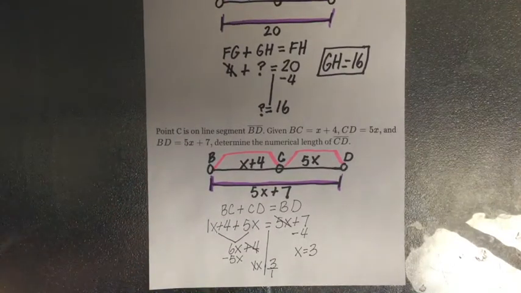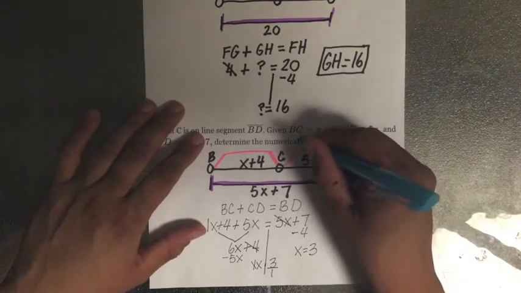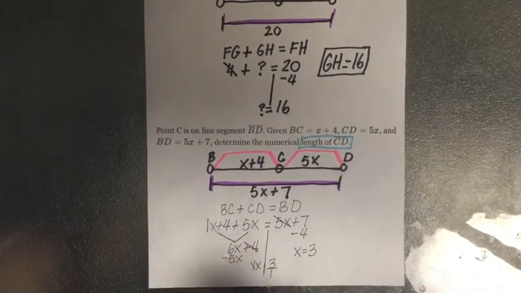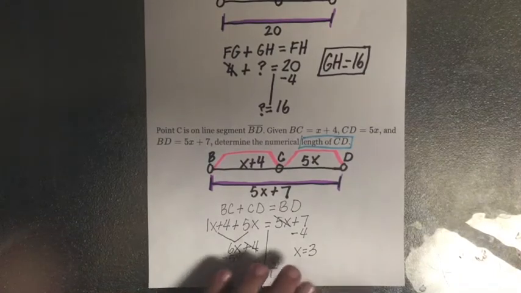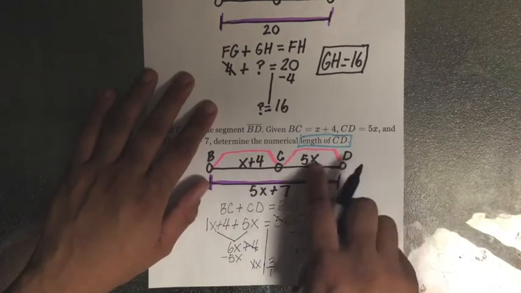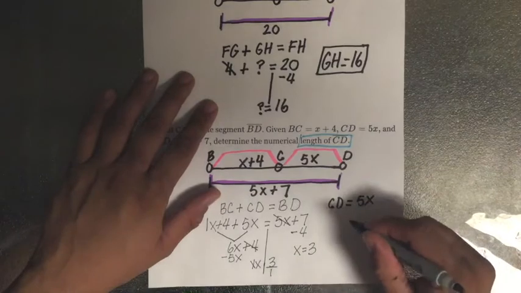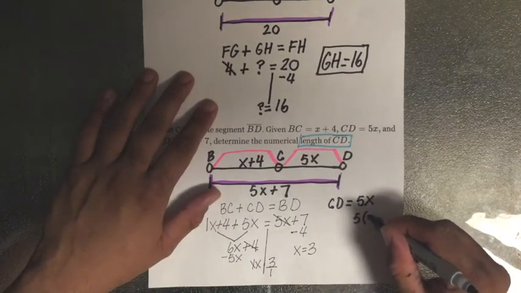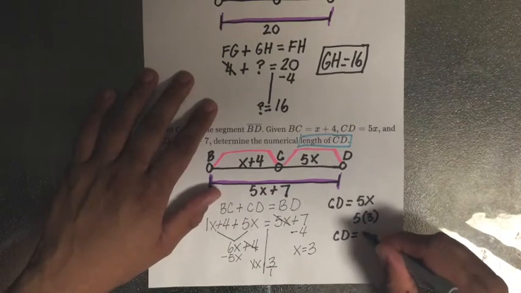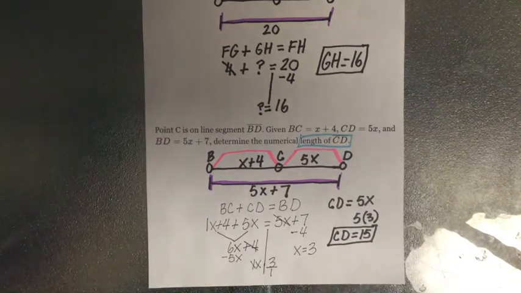Right? Now, typically that would be the answer, but look at the question though. Determine the numerical length of CD. They want to know how long it is from C all the way to D. Well, we know that CD is equal to 5x. We already know what x is though. X is 3. So I'm going to substitute here and say 5 times 3. So CD is equal to 5 times 3, which is 15. There we go. That is my final answer.